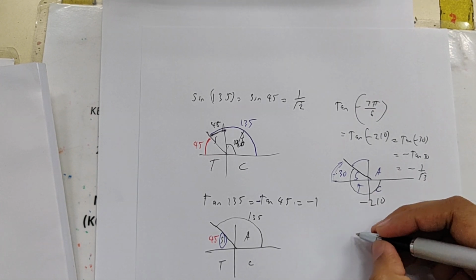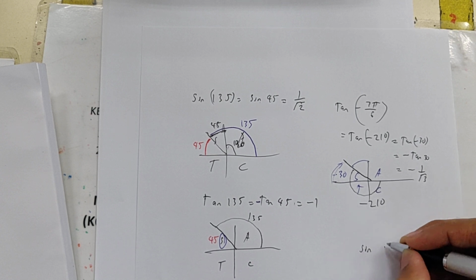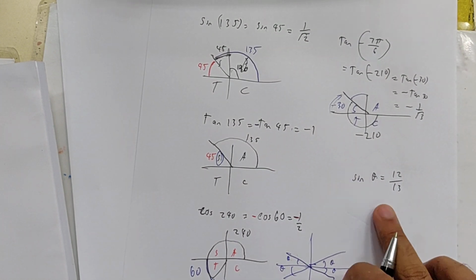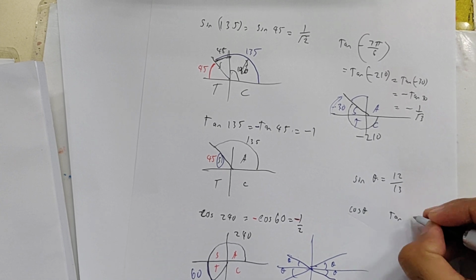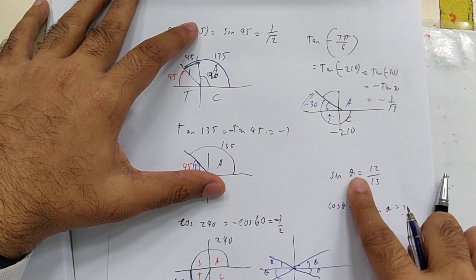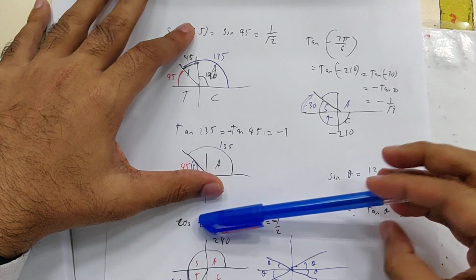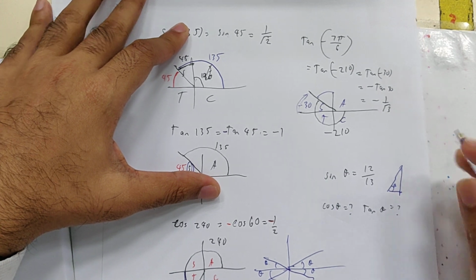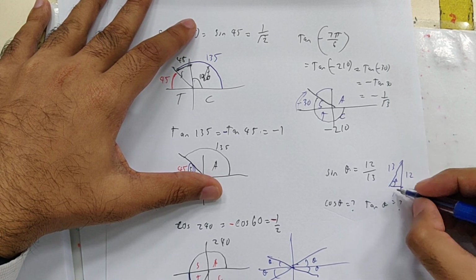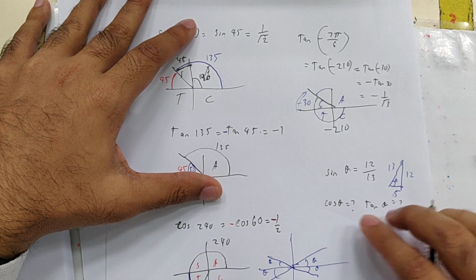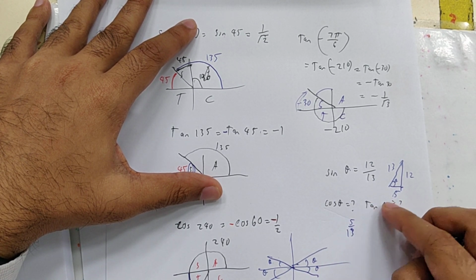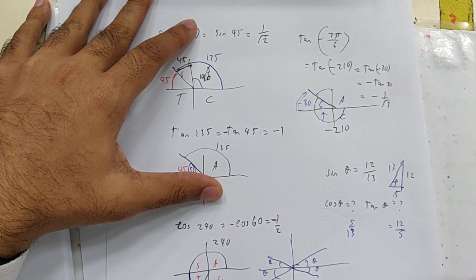Just one small clue for your question. If you are given sine theta equals 12 over 13, and you want to find cos theta and tangent theta, how? Yes, the triangle. If they tell you sine theta equals something, you draw the triangle. Here is your theta, here is 12, this is 13. So what is here? 5, by Pythagoras theorem. So cos theta is 5 over 13. Tangent is 12 over 5.